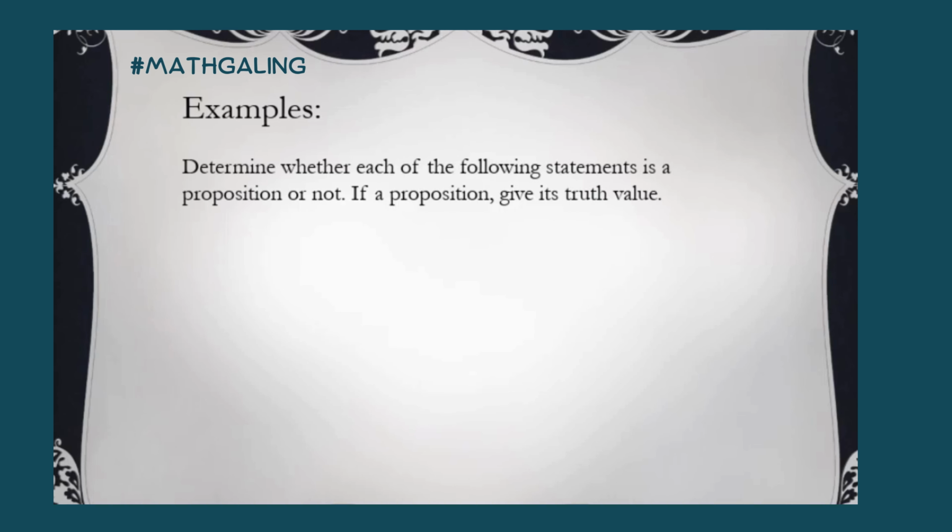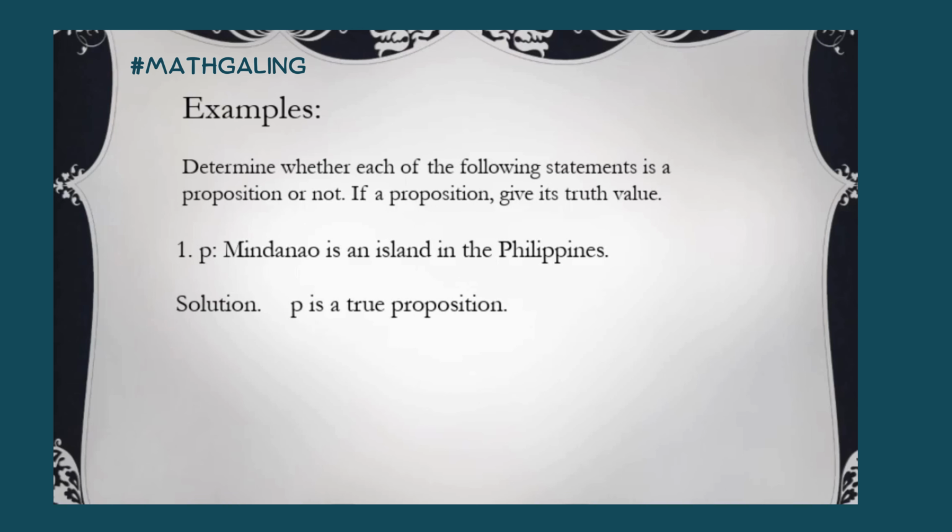Determine whether each of the following statements is a proposition or not. If a proposition, give its truth value. Our first is: Mindanao is an island in the Philippines. Our solution is, P is a true proposition because it is a declarative sentence that has a truth value, because Mindanao, yes, is an island in the Philippines.